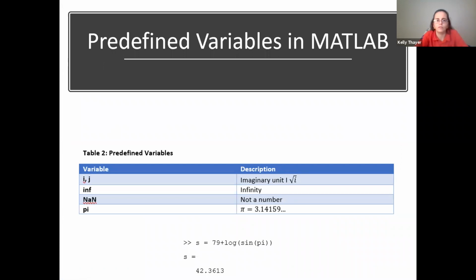There are also predefined variables in MATLAB that are useful to be aware of. The i and j are for an imaginary number, Inf is for infinity, NaN stands for not a number, and pi stands for pi, the familiar 3.14.